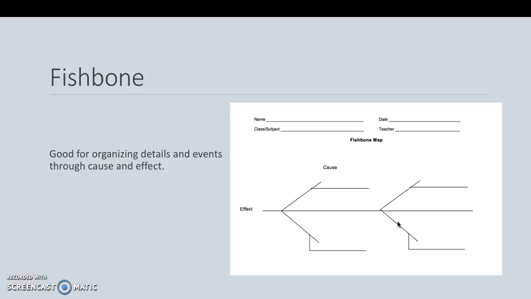A fishbone is fun. This one is for organizing details and events through cause and effect. So basically, at the top, you would have what the cause is, and then you would have the effect that that cause created. And that could be used for anything from language arts, from how the actions of a character affect the story. This could even be used in a science class, depending on what your independent variables are and then the effect that maybe it has on your dependent variables. So there's a lot of ways that you could use this.